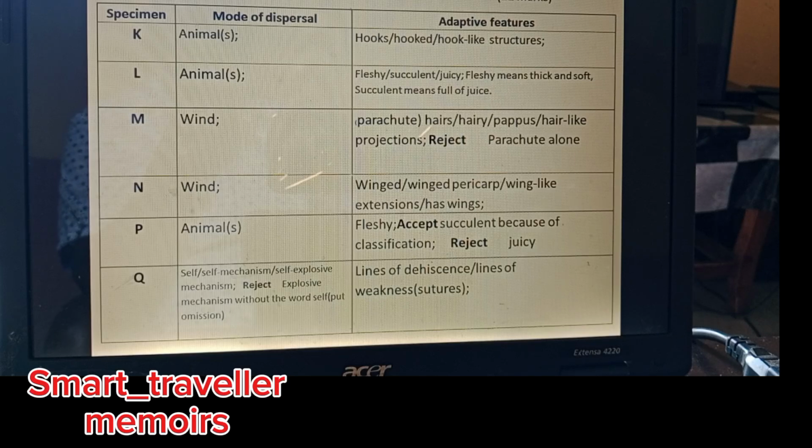Q, self-explosive mechanism, or you just say self, or you say self mechanism. Reject explosive mechanism without the word self. Lines of dehiscence are the adaptive features, or lines of weakness, or sutures.